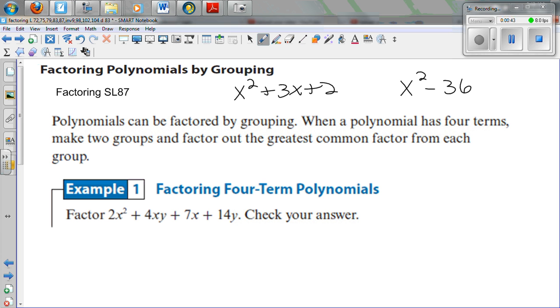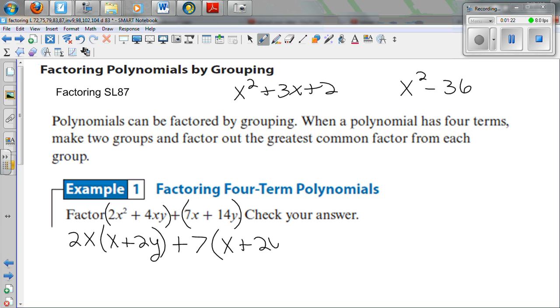And sometimes we can factor them by factoring out something and factoring out something again. If you take a look at this 4-term polynomial, and you look at the group of the first 2 and the last 2, you can see that in the first group we can take out a 2 and an x. When we take out the 2 and the x, we're left with x plus 2y. We have the plus in between. And if you look at the second group, they have a 7 in common, so we're going to take out the 7. And when we take the 7 out, we're going to have x plus 2y left over again.